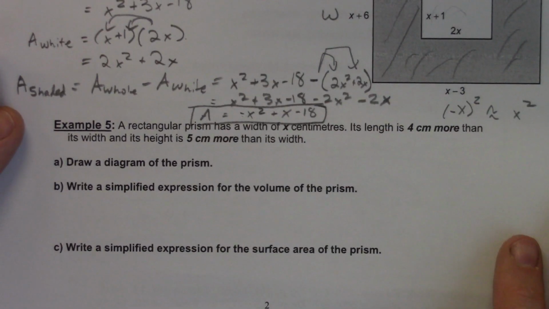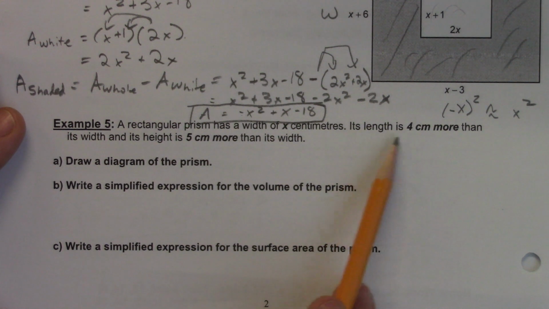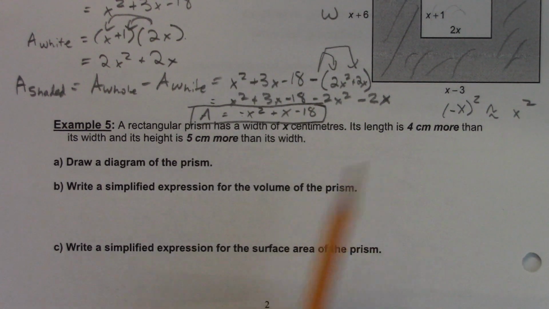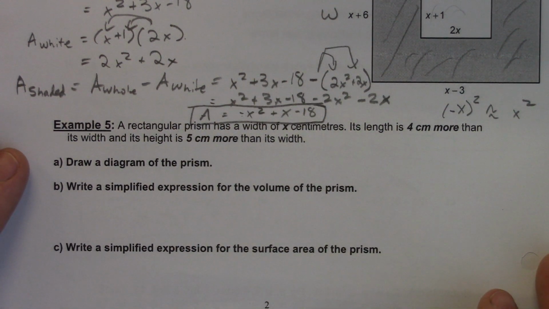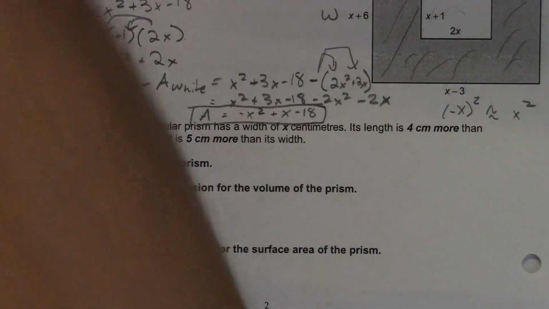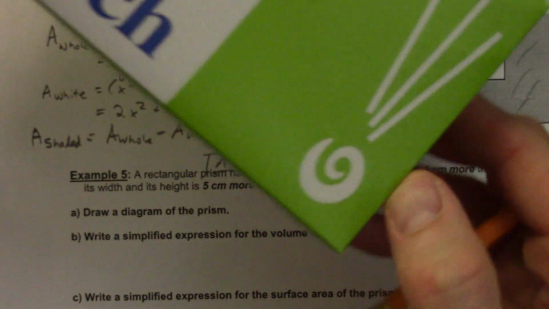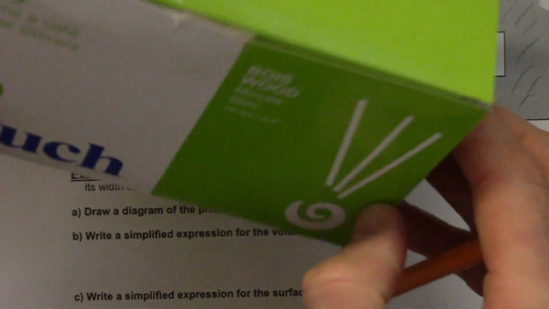All right, 5. A rectangular prism has a width of x centimeters. Its length is 4 centimeters more than its width, and its height is 5 centimeters more than its width. Draw a diagram of the prism. Okay, you guys know what a prism is? A rectangular prism? It is this. You can show it on the camera. Zoom out.